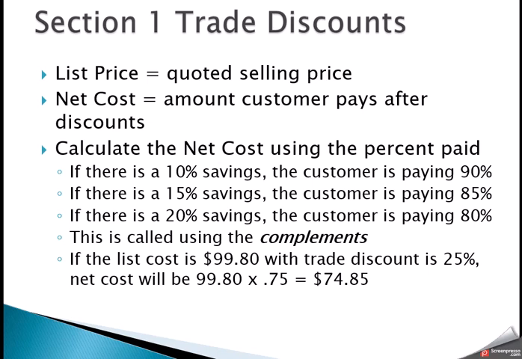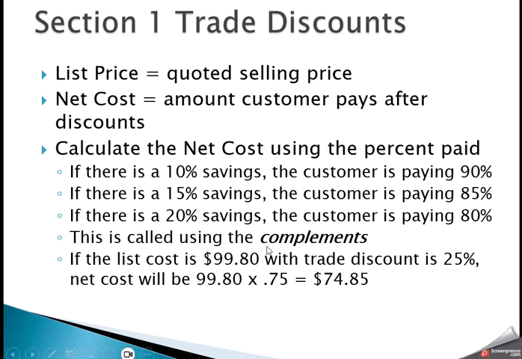Now, I'm going to tell you this, and it always kind of is my little pet peeve that students don't listen to me on this one. The easiest way to solve these problems is using the complements. So the complements are saying if I save 10%, I'm paying 90%. 100% minus the 10% savings means I'm paying 90. If I save 15%, I'm paying 85%. If I save 20, I'm paying 80, and then so on. You could go down the whole list.